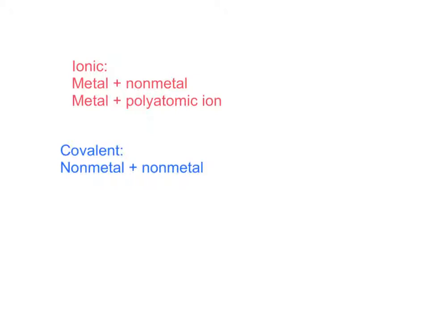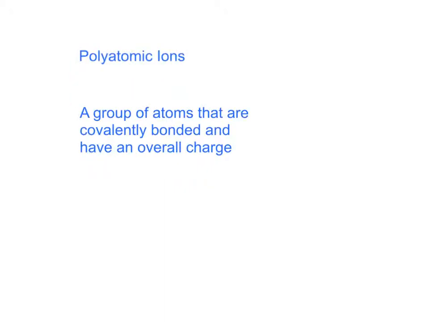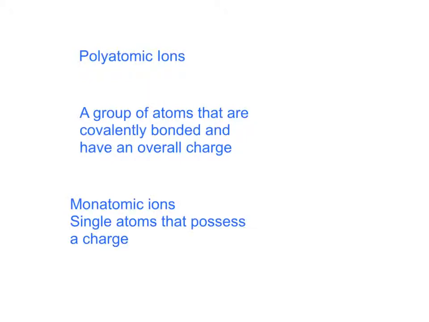And before I go further, since I mentioned polyatomic ions, let's talk about what those are. Our definition of a polyatomic ion is a group of atoms that are covalently bonded and have an overall charge. Polyatomic ions are distinguished from monatomic ions in that a monatomic ion is a single atom that has a charge, and that charge can be either positive or negative. If an ion contains a positive charge, it is known as a cation. And the way I remember this is that the word cation has a letter T, and the letter T is kind of like a plus sign, so a cation has a positive charge.